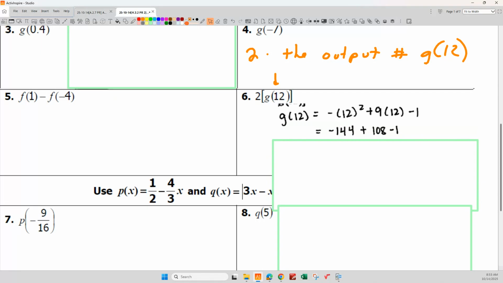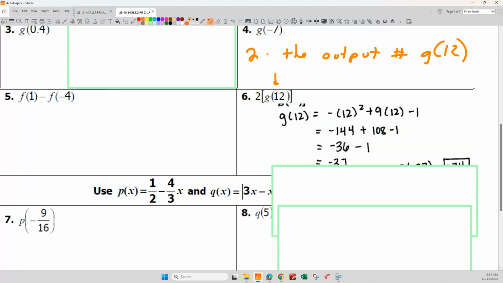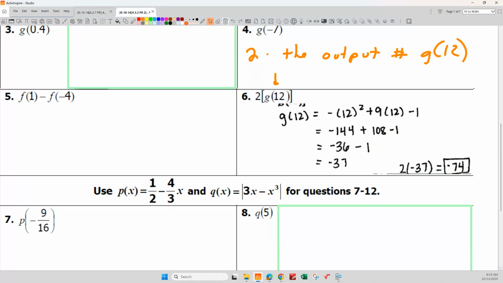We can multiply here. 9 times 12 is 108. So now I just have a bunch of terms that I'm going to add up. Negative 144 plus 108 minus 1. And if we do all that, we get negative 37. But we're not done, because all we did was calculate g of 12. The original problem asked us to multiply 2 times g of 12. So I get 2 times negative 37, which is negative 74.